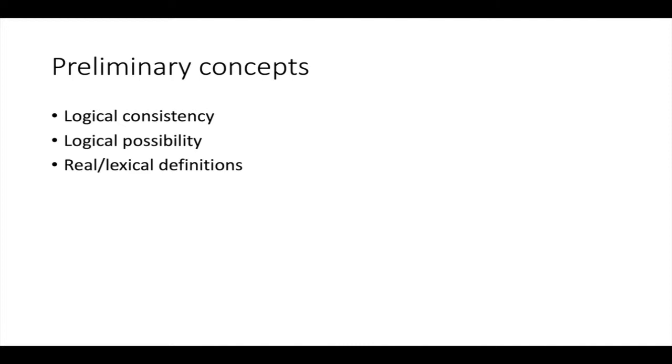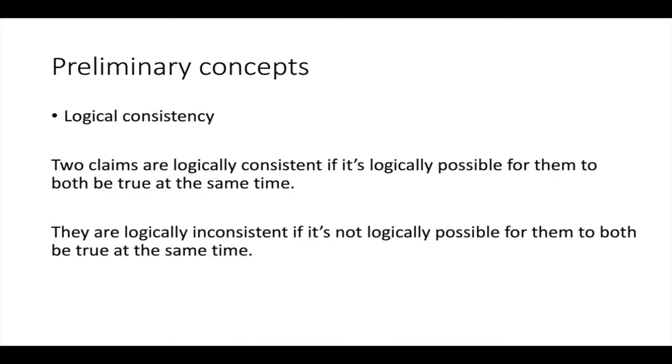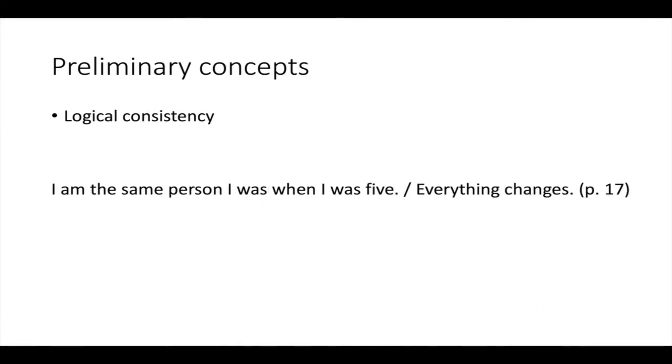So the first one is logical consistency. What is logical consistency? Well, they say two claims are logically consistent if it's logically possible for them to both be true at the same time. Okay, so if you have two claims, if they can both be true together, then they're consistent. If it's not logically possible for them to both be true at the same time, then they are not consistent. They're inconsistent, logically inconsistent.